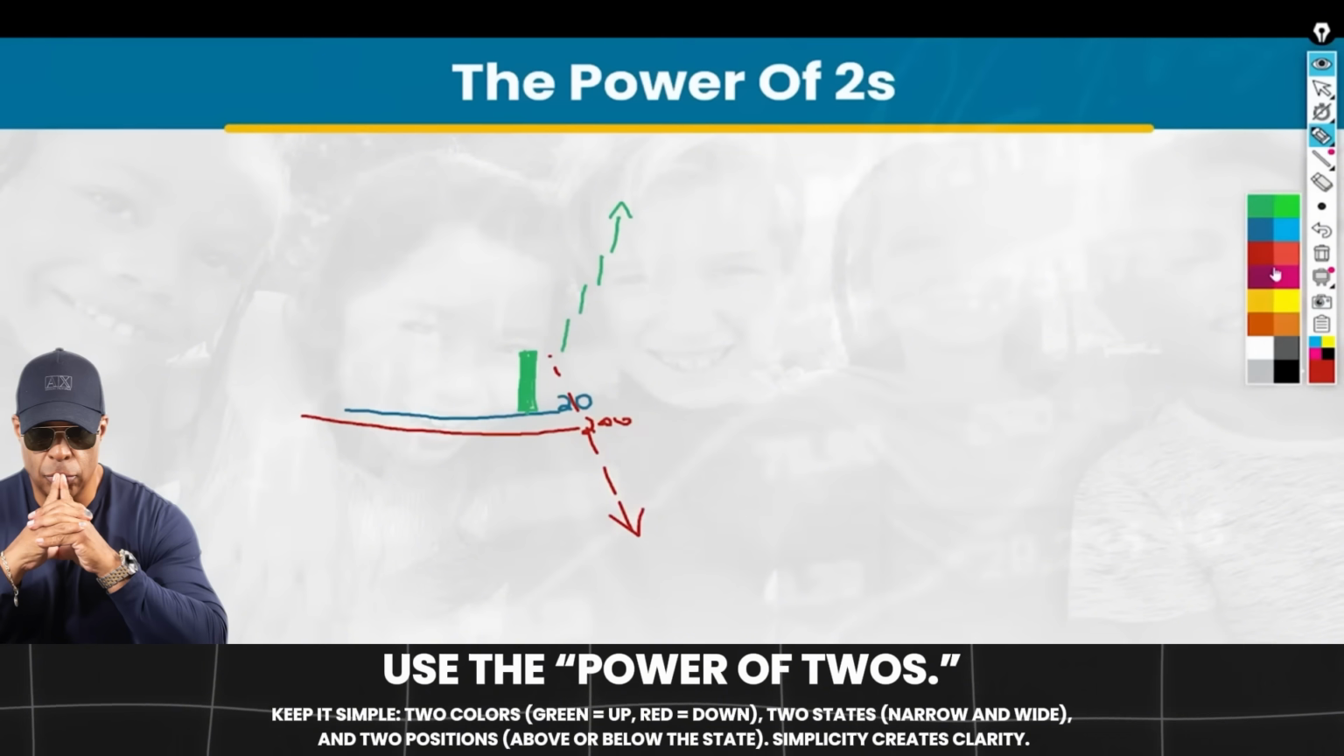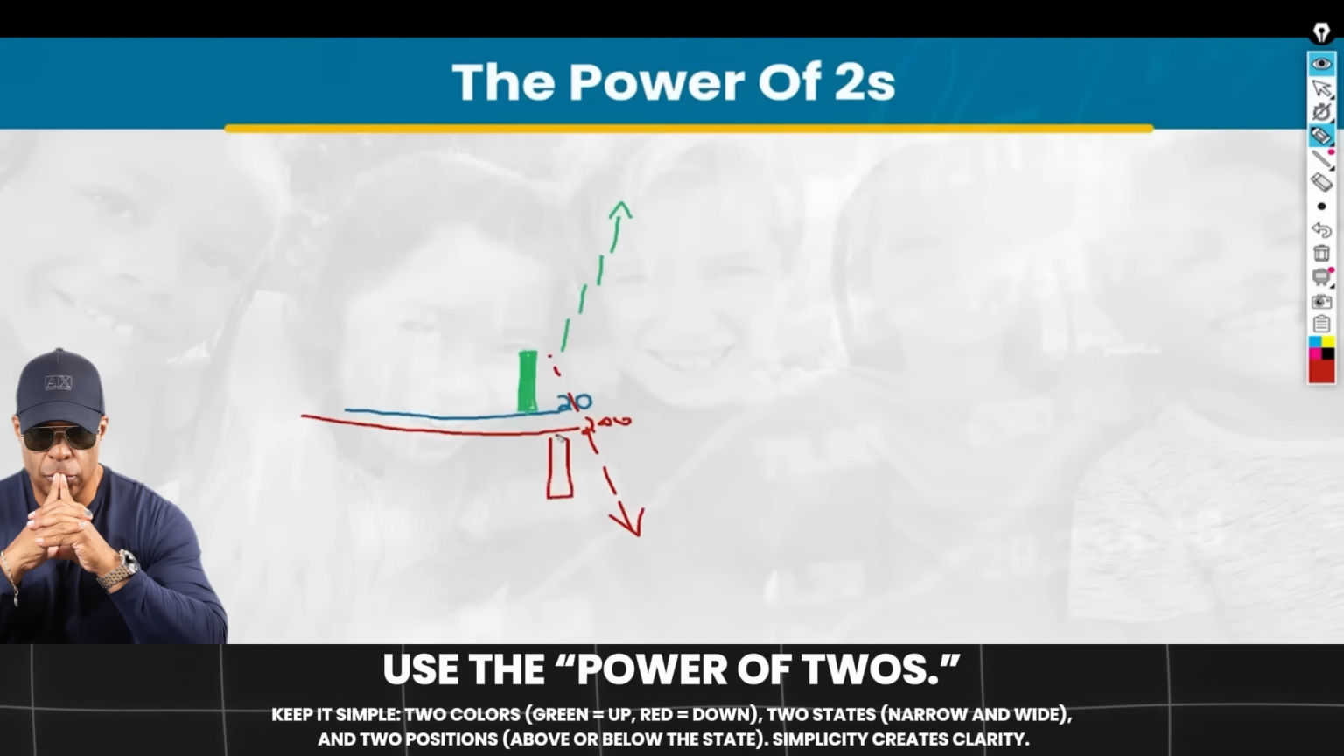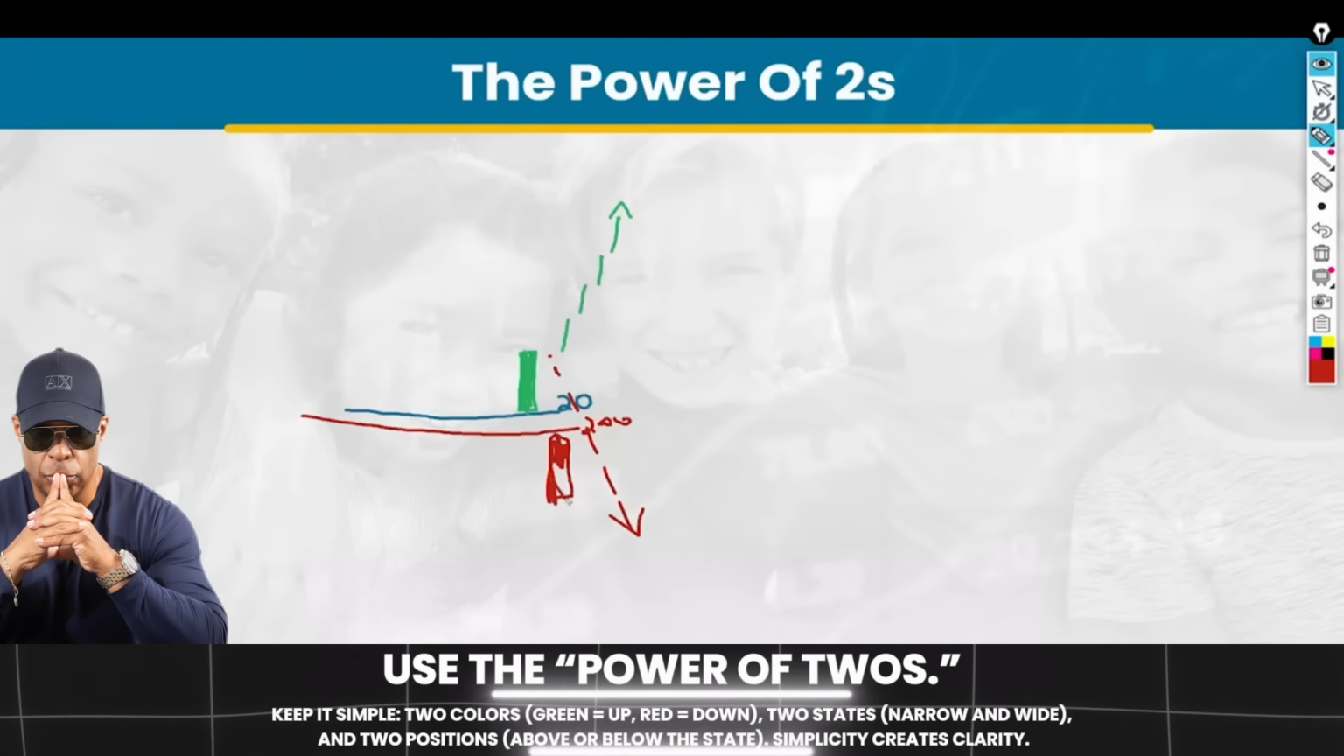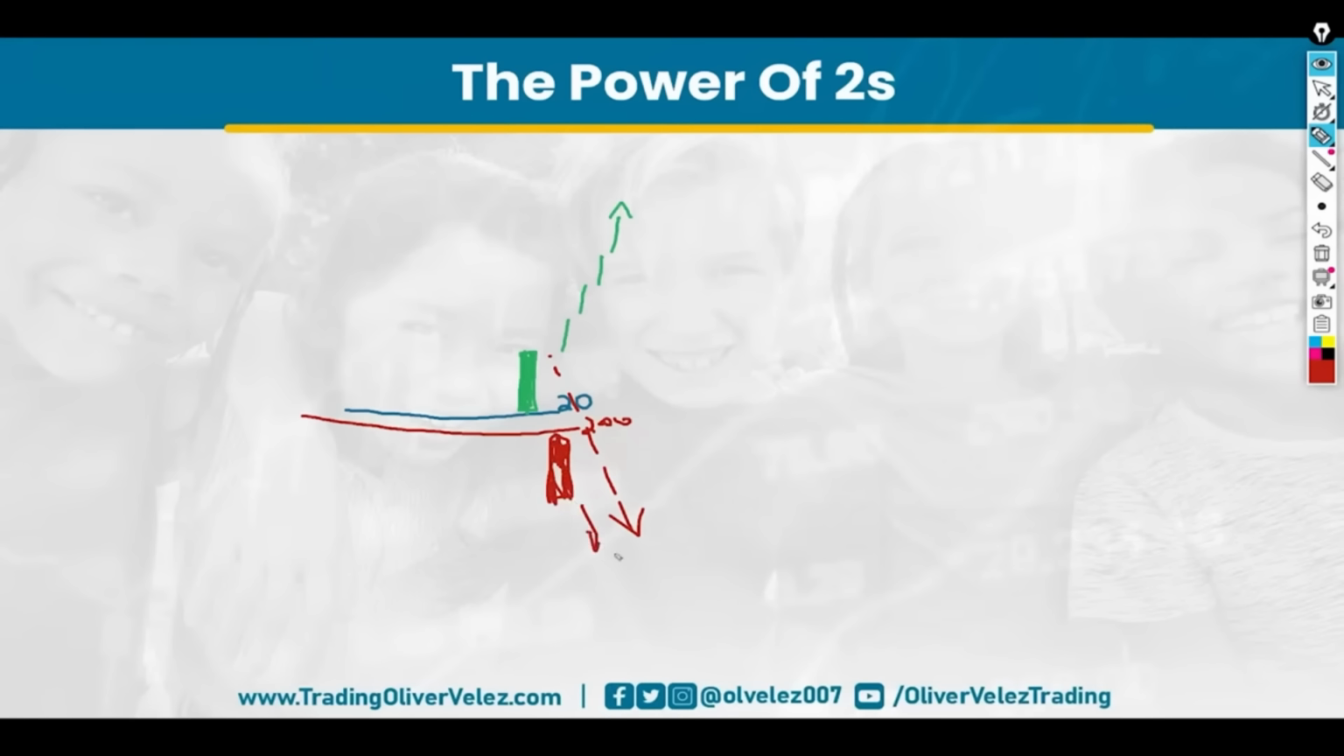If you have this instead, a red bar under the narrow state, you have a higher probability of declining. It's not impossible for it to go up, but a good trader just knows what will happen 7, 8 times out of every 10, and this is what will happen. It just becomes a probability game, a mathematical game. Every time I do this 10 times, I win 7, 8 times, I lose 1 to 3 times. And it's the power of twos.